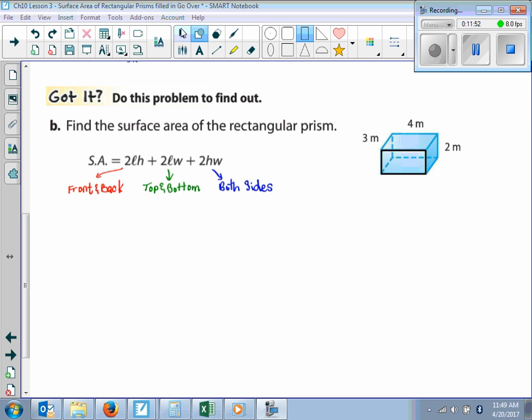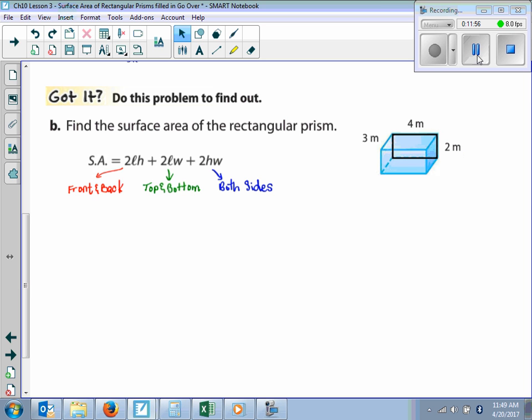So to get the front and the back, what are we going to multiply? 4 times 2. So we're going to multiply 4 times 2 to get the front and the back, right? And because there's a front and a back, there's 2 faces, we're going to multiply times 2. So that's 2 times 4 times 2. Is everybody clear with that?